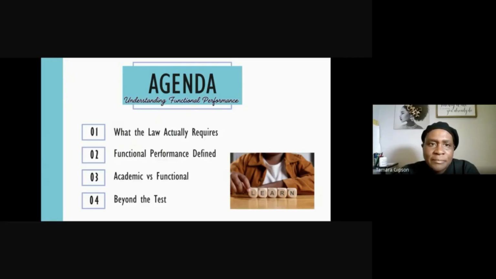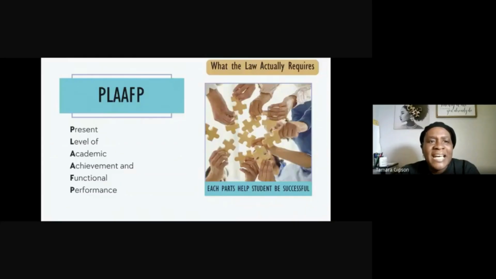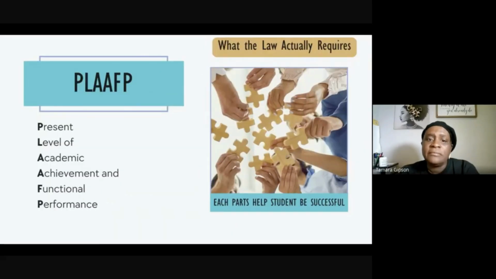So under IDEA, we have to make sure that we're following the IEP, and it has to include the PLAAFP, which is the present level of academic achievement and functional performance. Notice the pairing. Academic achievement answers the question of what does the student know and do in the content area, while functional performance lands on questions like how does the student function in everyday school environments.